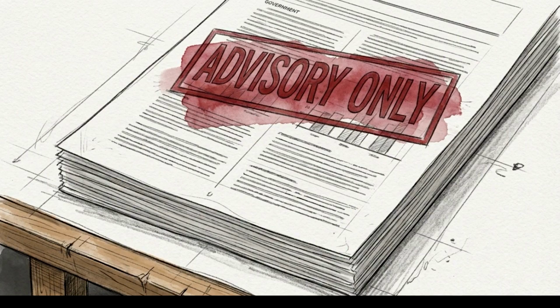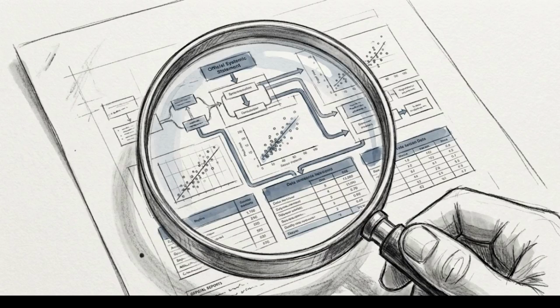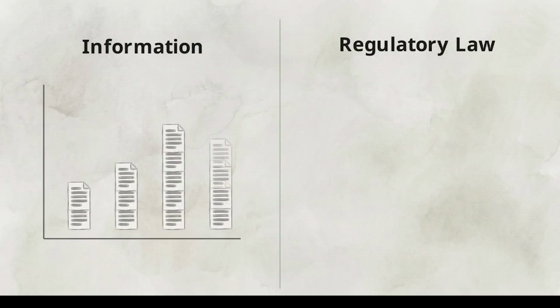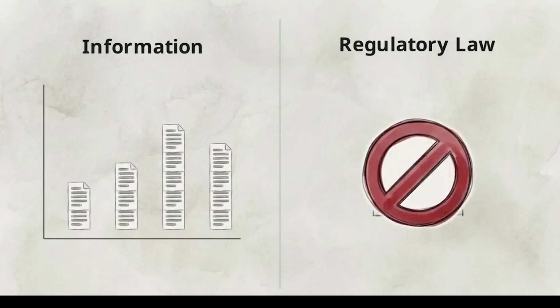Despite this comprehensive design, the EIA is operating under a severe structural handicap. Policy experts point out a major limitation in how the tool is legally classified. An EIA is strictly defined as a policy of information. It provides data to aid decision-making, but it is not a binding regulatory law.